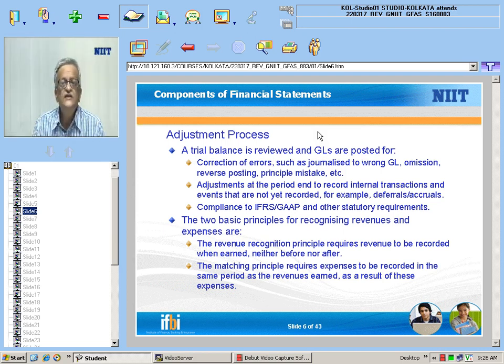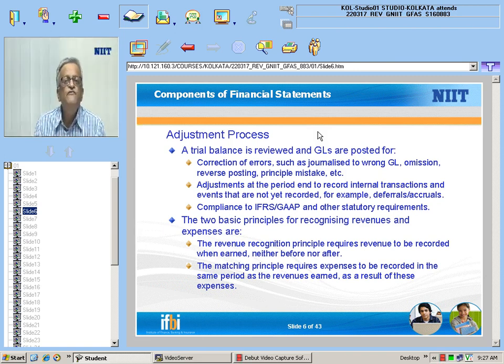Second point, adjustments at the period end to record internal transactions and events that are not yet recorded. For example, deferral and accrual. All accruals and deferrals have to be accounted for at the end of the reporting period. So this is very important. These are called adjustment items, to record all internal transactions and events that are not recorded.